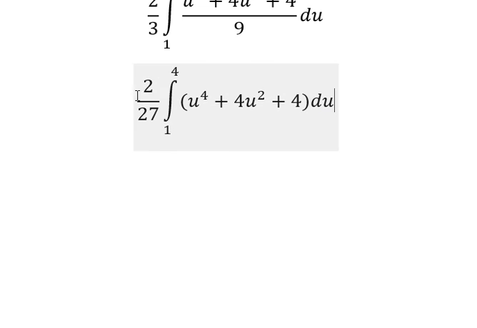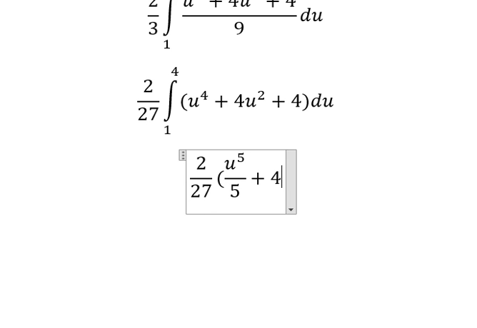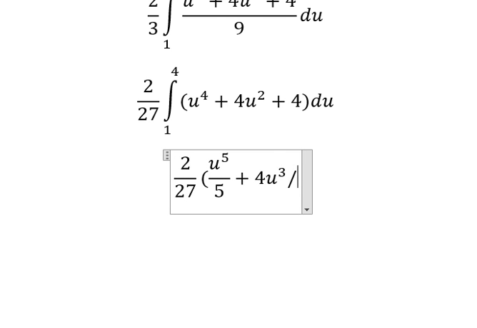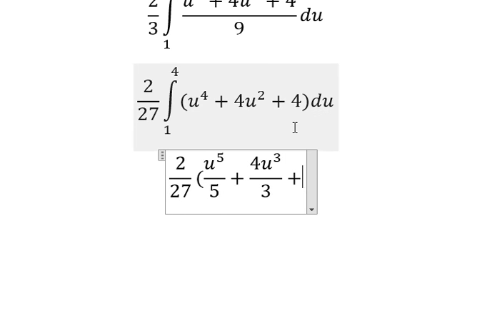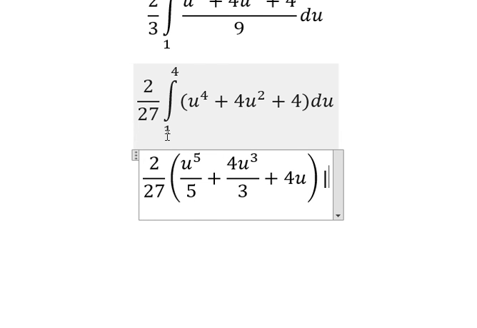And now we got the final answer. The integration of u to the power of 4, you got u to the power of 5 over 5. Similar for the next one, 2, you got 2u cubed over 3. And 4, you got 4u. And we put the bounds from 1 to 4.